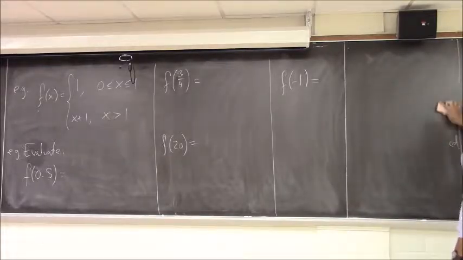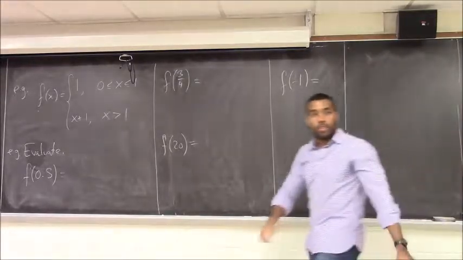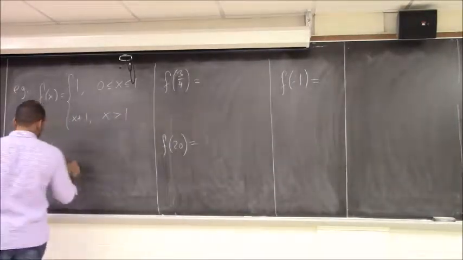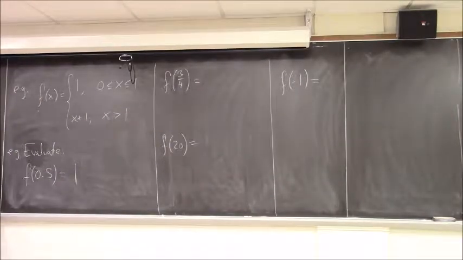Okay, what is f of 0.5? Yeah, 1. How do you know that? Because 0.5 is between 0 and 1, that is, 0 less than x less than 1, so you know it has to be 1. Okay, so yeah.